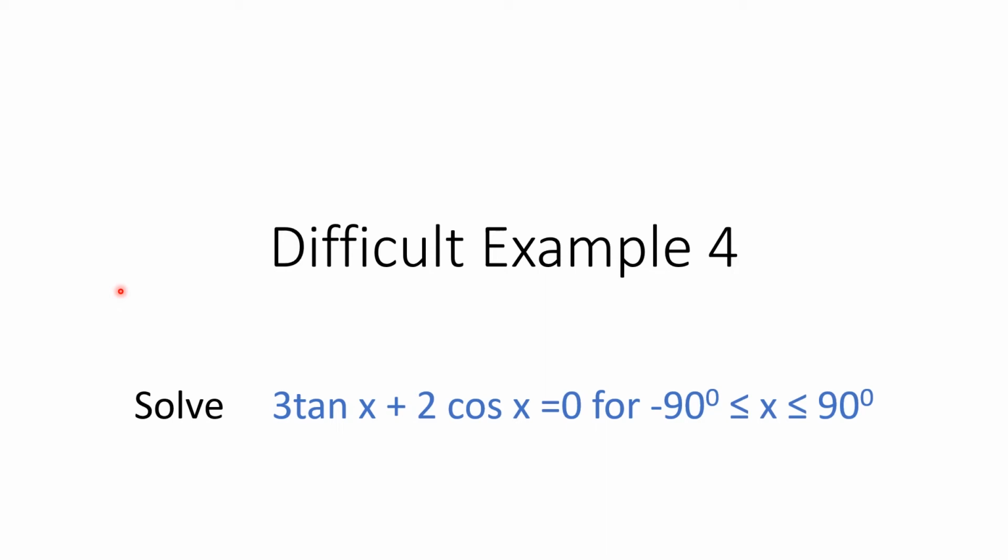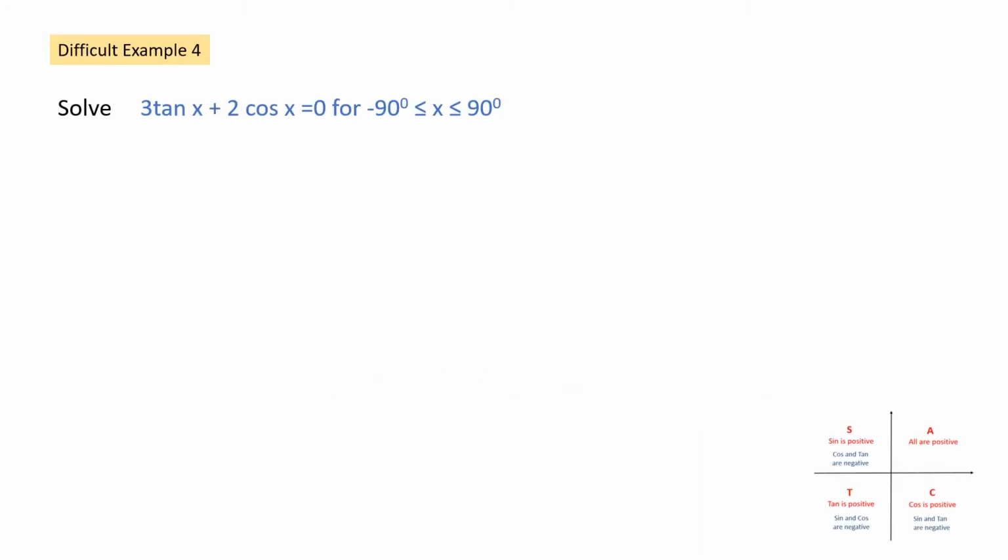Welcome back. This is the fourth difficult question that we are going to solve as part of this final section. We need to solve 3 tan x plus 2 cos x equal to 0, and we need to find all the possible angles for this x that lie between minus 90 and plus 90 that satisfy this equation. This question combines two topics that we learned before.